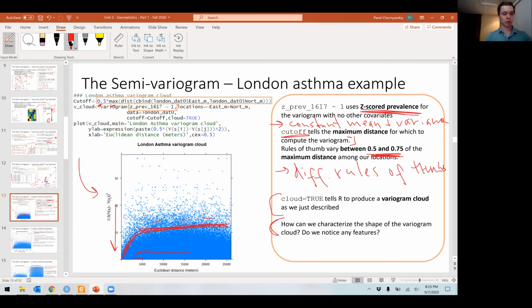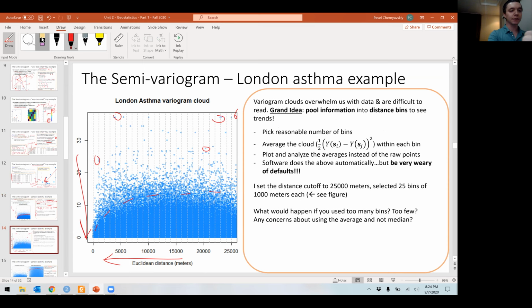So how do we read this? In truth, this is very, very difficult to read. The variogram cloud is, however, what R uses to produce its more classic binned variogram. So here's the big idea. We're going to pool the information into distance bins. We don't need to know the dissimilarity between data points 1 kilometer apart and 1.00001 kilometers apart. I'm just going to use bins. So I have my bins all set up here, and I'm setting the cutoff at 25,000 meters, 25 kilometers. And I'm selecting 25 bins of 1,000 meters each, so 1 kilometer bins.